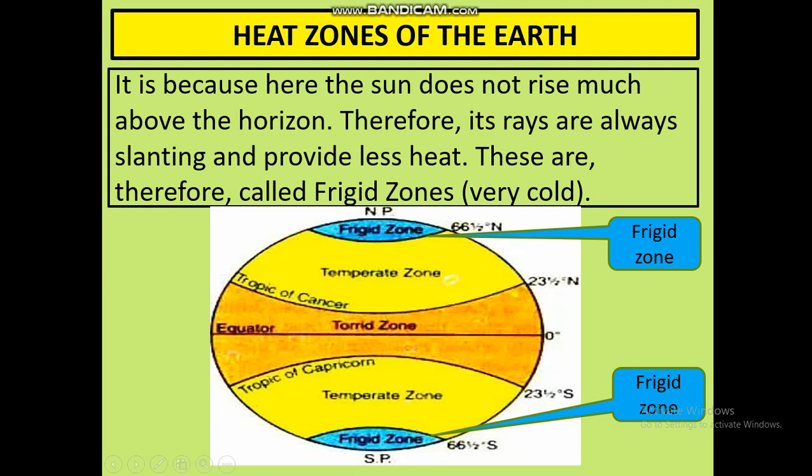So whenever it receives rainfall, the rain automatically gets converted into ice, and these areas are completely and entirely covered with a thick layer of ice, and no human settlement is found in these frigid zones. So these areas are known as the frigid zone, meaning very cold, just like the refrigerator or the freezer of your fridge.